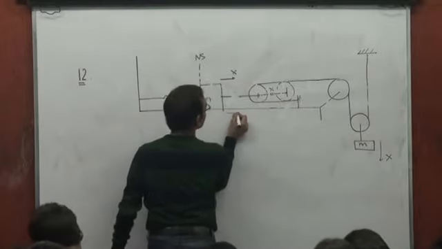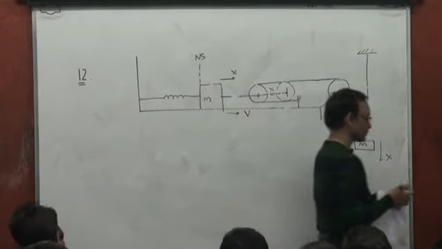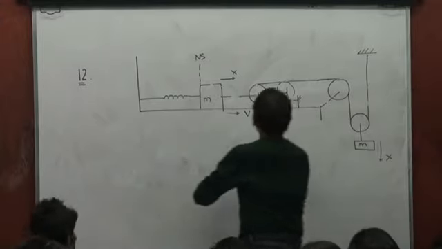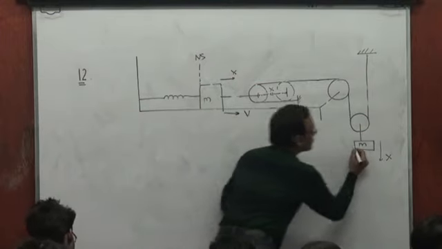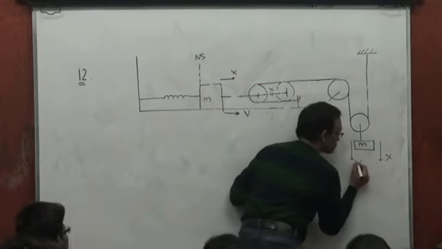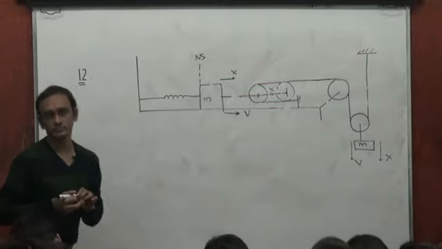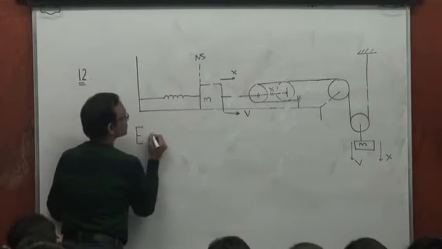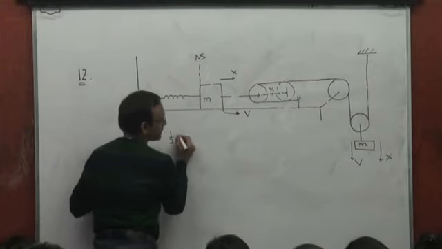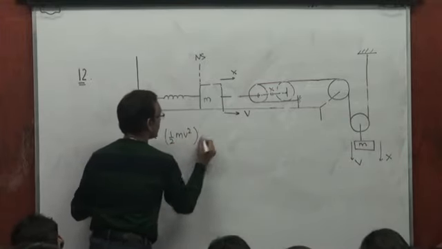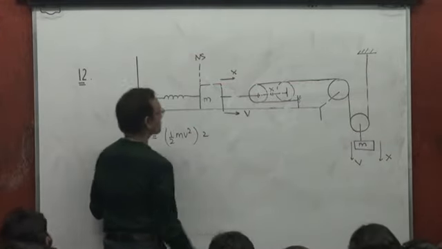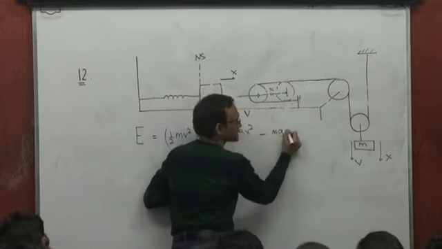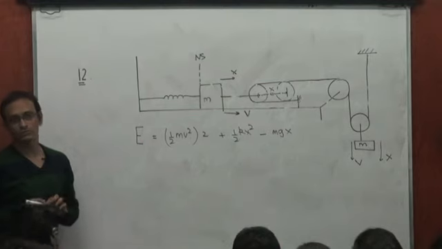So while this acquires a velocity v, this also acquires a velocity v, having got displaced x units downward. Energy expression then: half mv squared into 2, this plus this, plus half kx squared minus mgx. That's the energy expression. Yes or no?